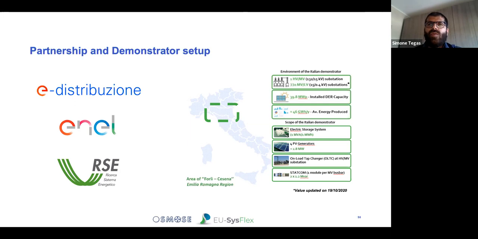And we chose this area in order to try to manage all the distributed resources connected to this network, to acquire the project goals. As I told before, we are working on a real portion of the real network, the network connected to a primary substation, which consists of about 260 secondary substations. We also consider in our demonstrator all the 8 medium voltage feeders connected to it. And this network is characterized by an installed capacity of 39.8 megawatt peak, with an average energy produced per year of about 46 gigawatt hours per year.